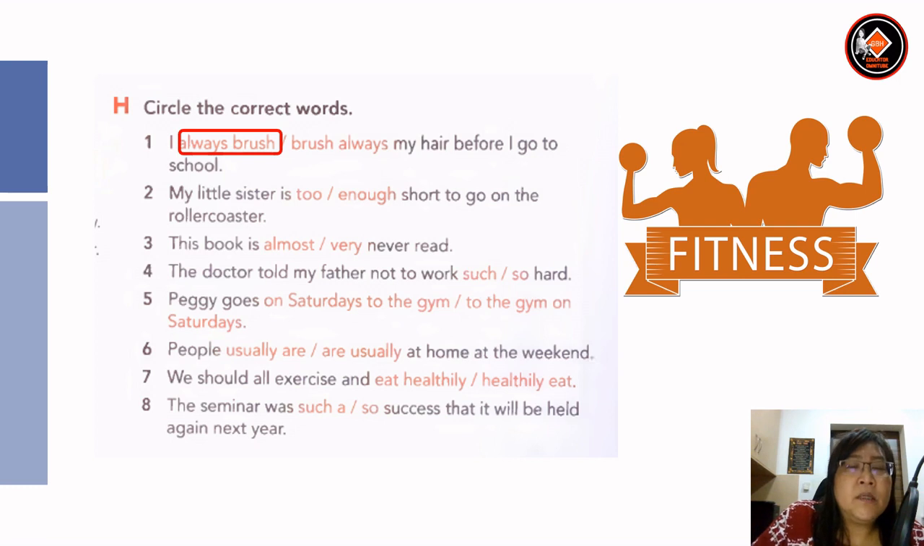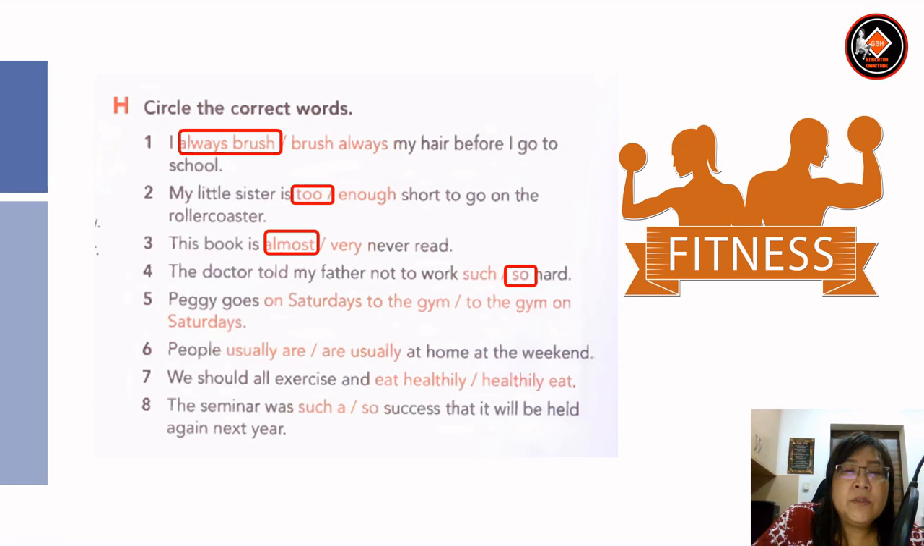Number 2, my little sister is too or enough short to go on the roller coaster. So the answer is too short. Number 3, this book is almost or very never read. So this book is almost or never. So the answer is this book is almost never read. Number 4, the doctor told my father not to work such or so hard. Answer is so hard.